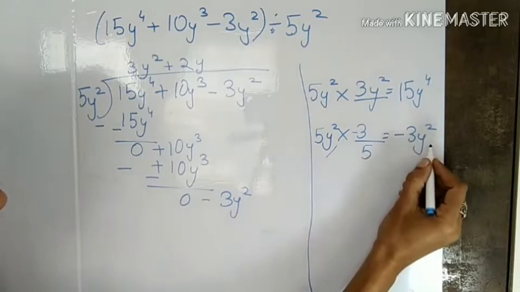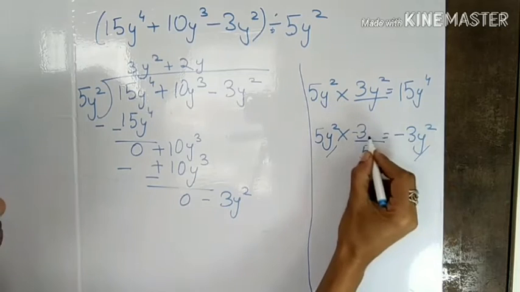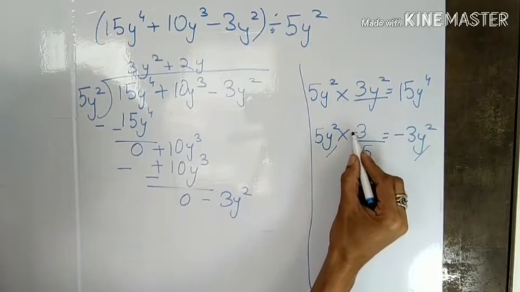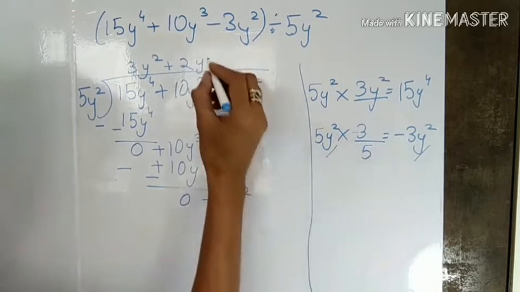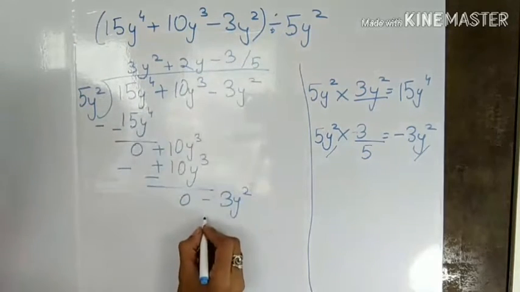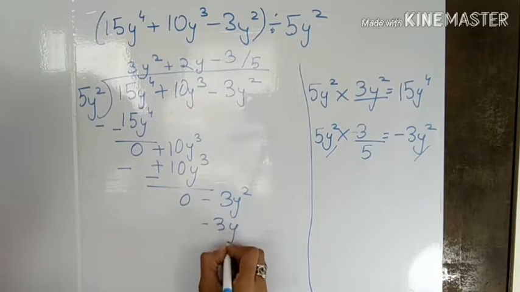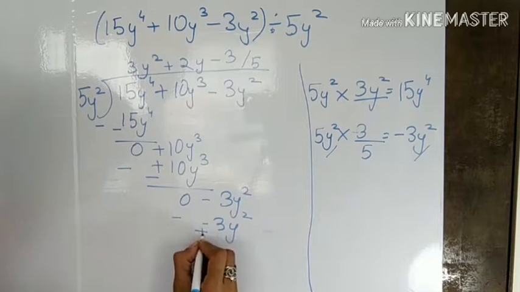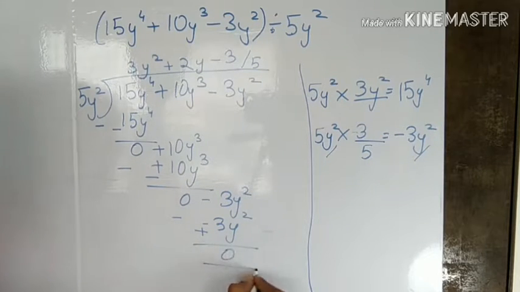I have y squared and I already have y squared in my answer, so I don't need any variable here. So the quotient becomes minus 3 upon 5. So you have minus 3 upon 5. When I multiply, I get minus 3y squared. Change the signs and you get the remainder as 0.